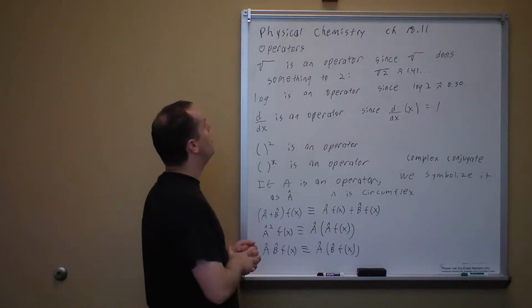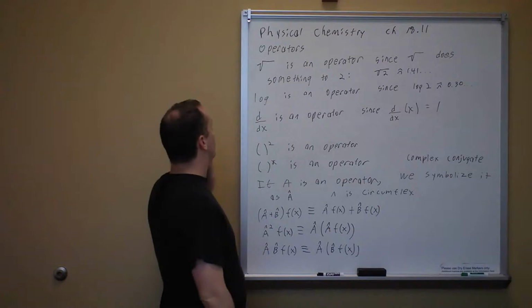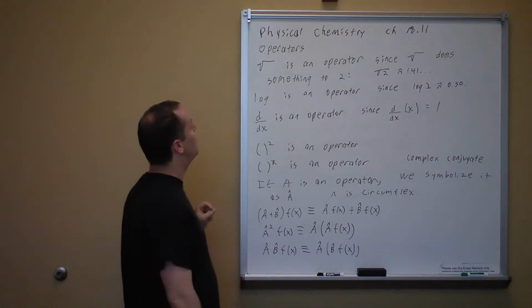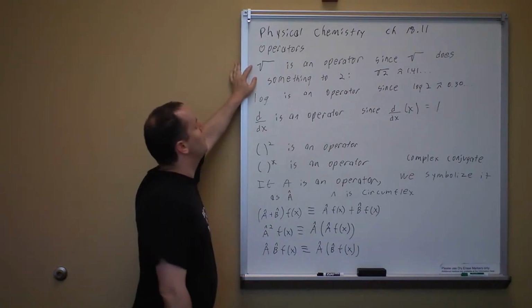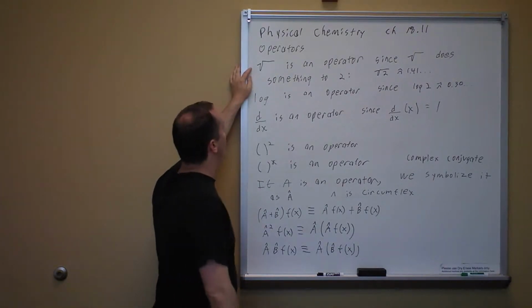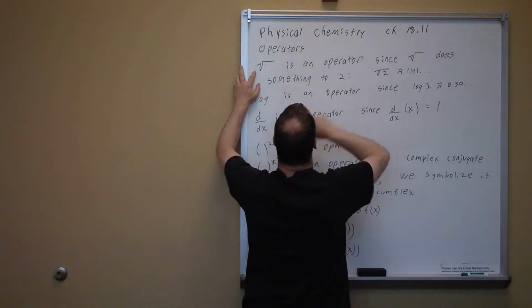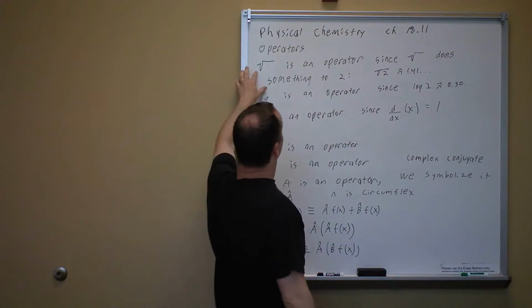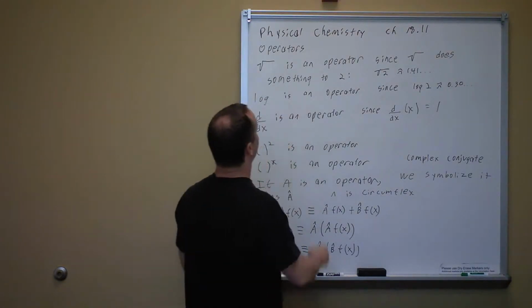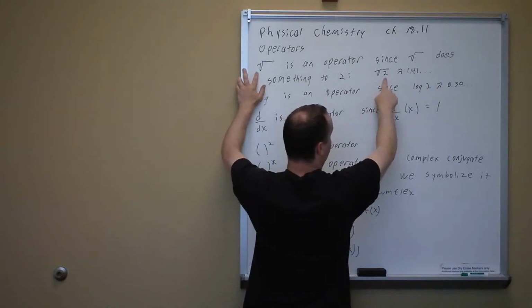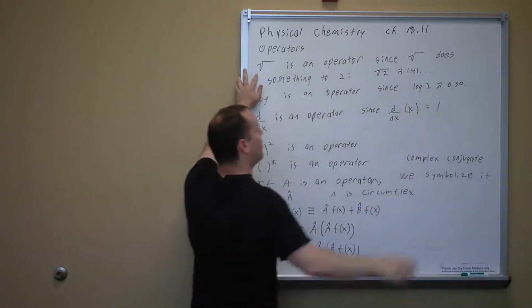Continuing on physical chemistry, chapter 18, we're in section 11 now. We're going to talk about operators. Operators are something you've done before, I'm sure, but you probably never even bothered to call it an operator. So I'm going to give you some examples of operators you've probably already seen. How about the square root? The square root is an operator because you put the square root symbol in front of something and it does something to it, like the number 2. You take the square root of 2 and it gives you a number, 1.414, etc.